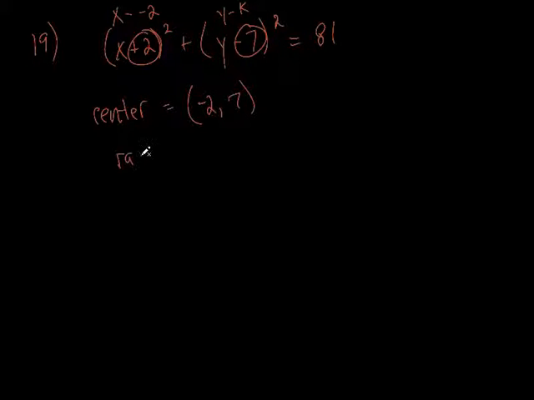That's the center. The radius, remember, this is r squared, right? So if I want r, what do I do? Just take the square root of it. The square root of 81 is 9, and that's it. That's all you have to do.